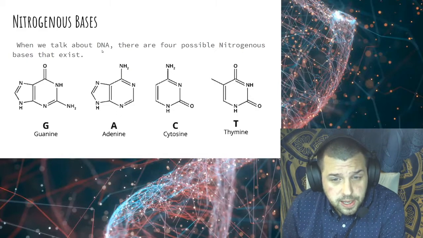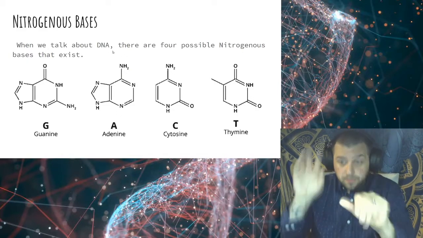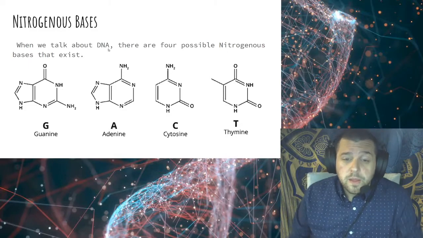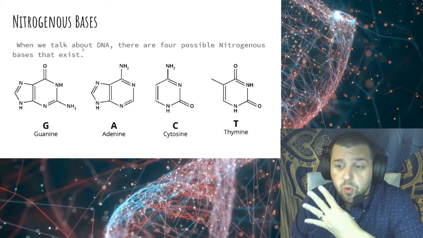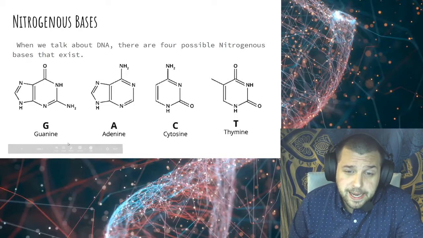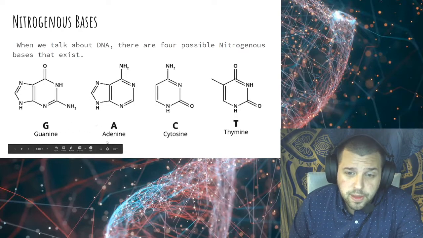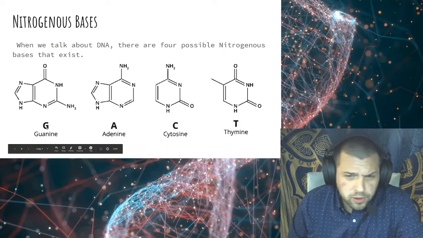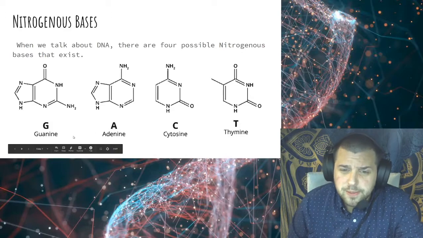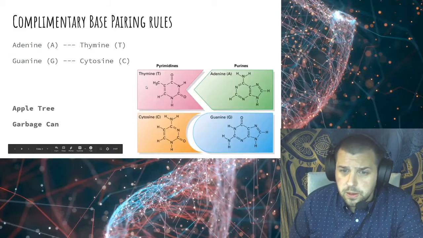In the middle of our DNA, the rungs of the ladder, the parts you would walk up and down, these are the nitrogenous bases. You have 4 nitrogenous bases that DNA includes. We have guanine, adenine, cytosine, and thymine. Or, usually we refer to them as G, A, C, and T.